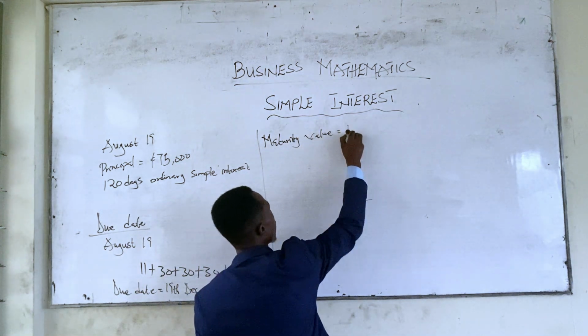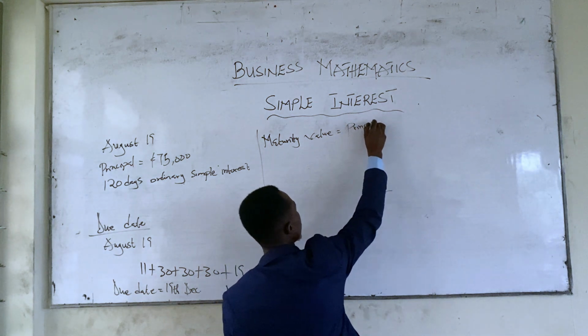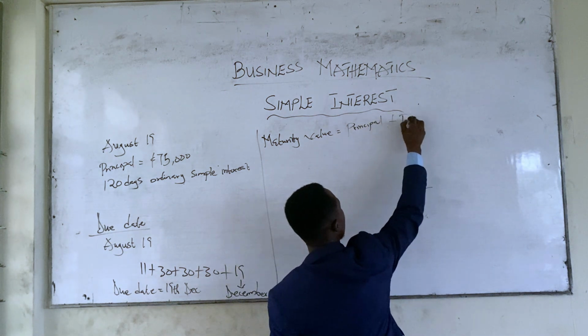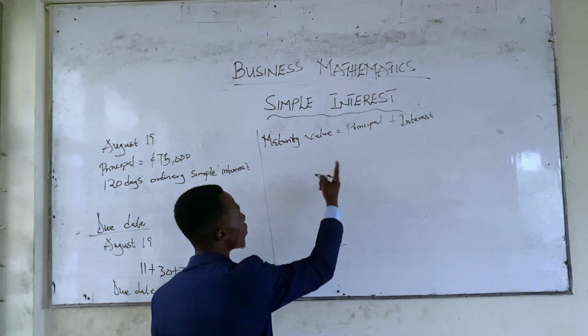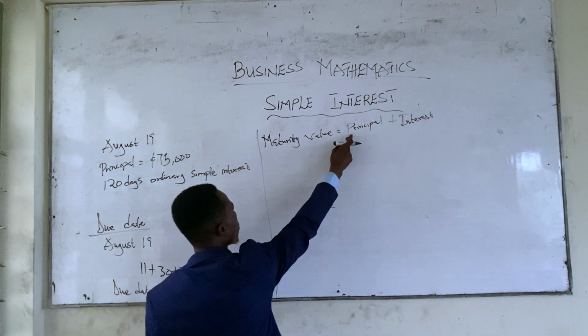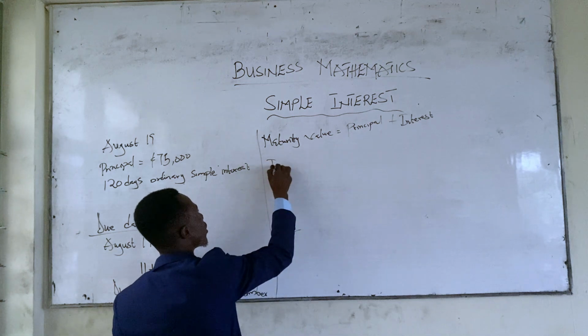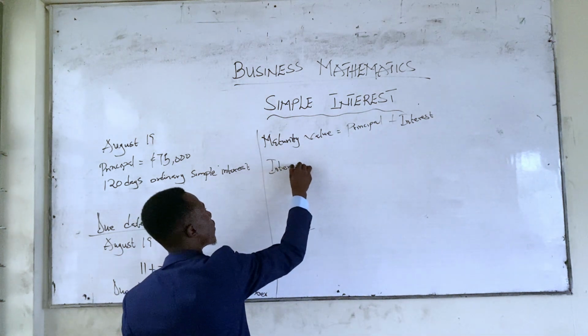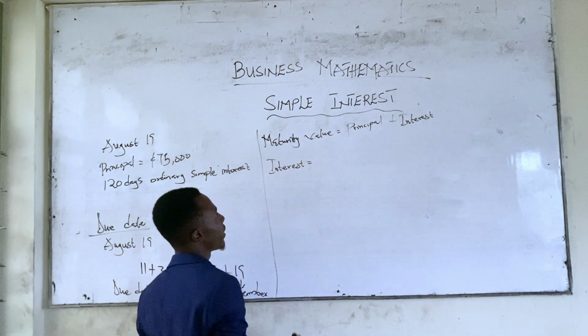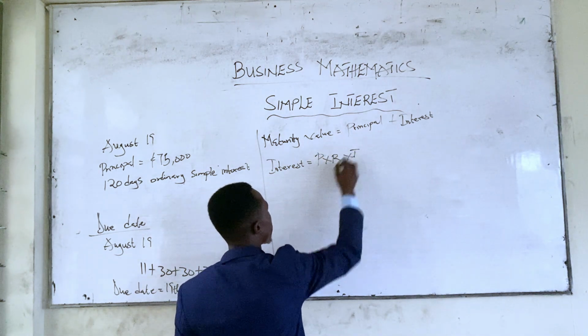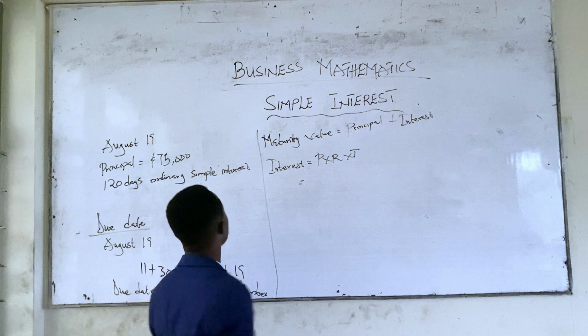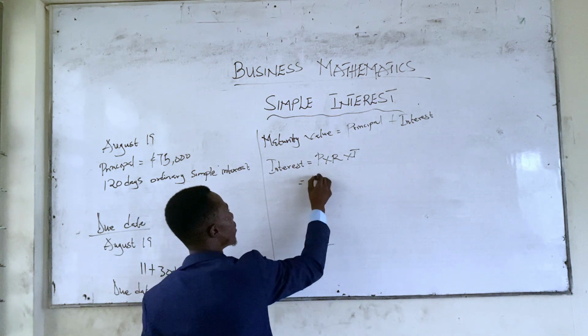For the maturity value, it is equal to our principal plus interest. We have the principal, we don't know the interest. So our interest is equal to the principal times rate times time. Here we have the principal to be 75,000.